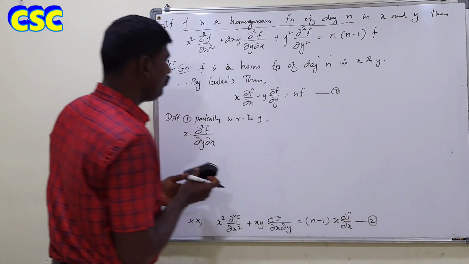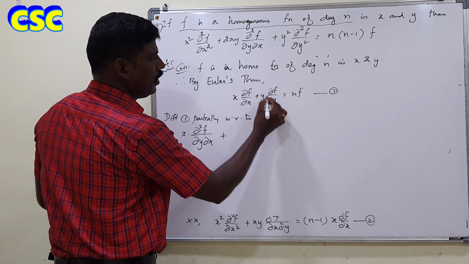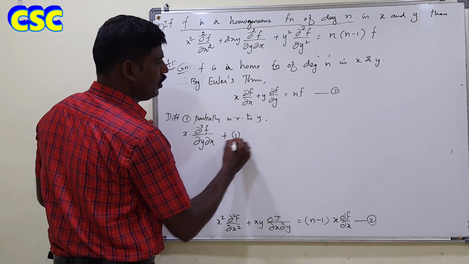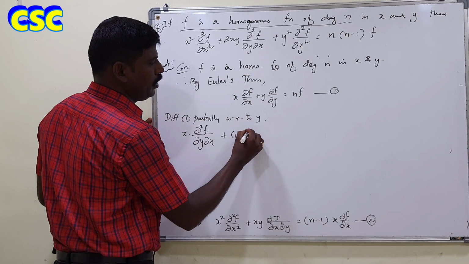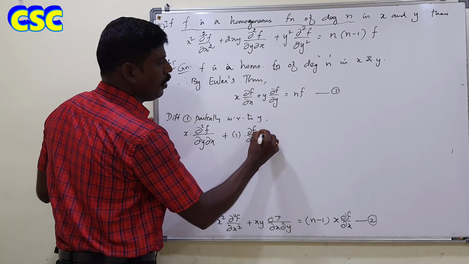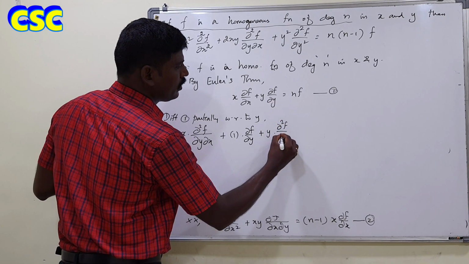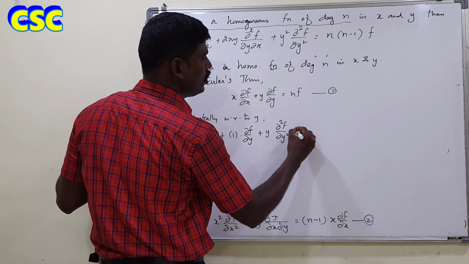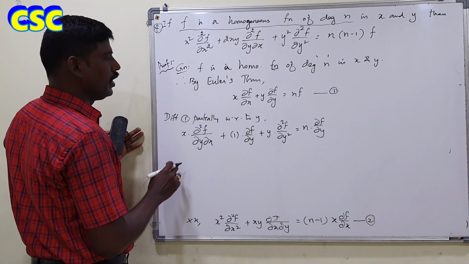Right? Plus, here both are functions of y, isn't it? So apply the product rule between those two. First I am going to differentiate y with respect to y, so it becomes 1 into dou f by dou y, plus y into, once again taking the derivative with respect to y, dou square f by dou y square, is equal to n into dou f by dou y. Right?